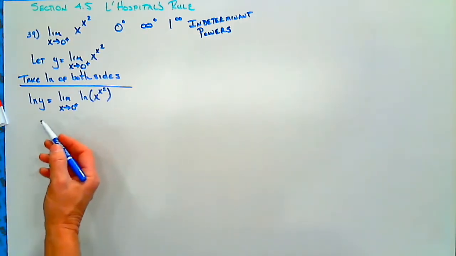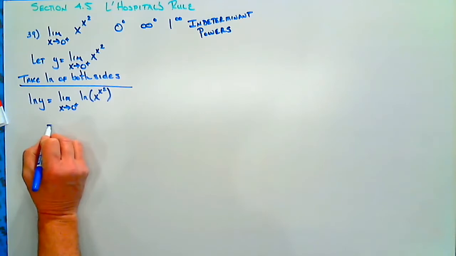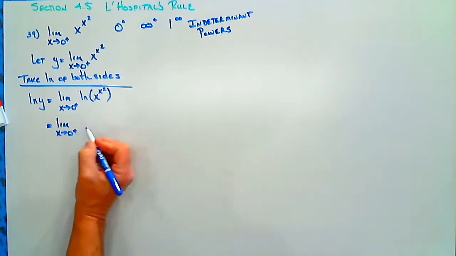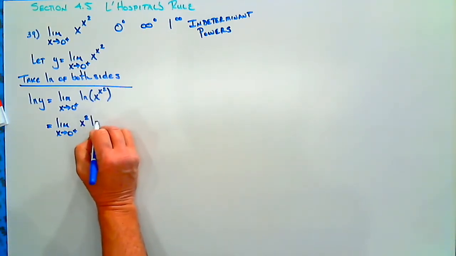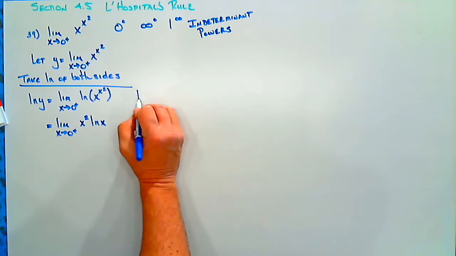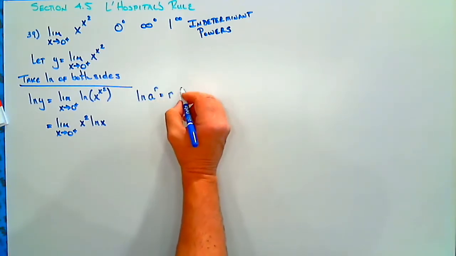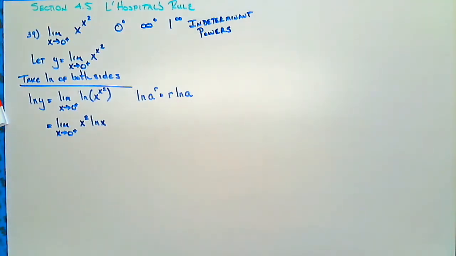So where do we go from here? Well, we're taking the natural log of somebody to a power. We're going to use our logarithm law and rewrite this as x squared times the natural log of x. Because we have the law that says if you have the natural log of a to the r, that's equal to r times the natural log of a. That's our logarithm law.